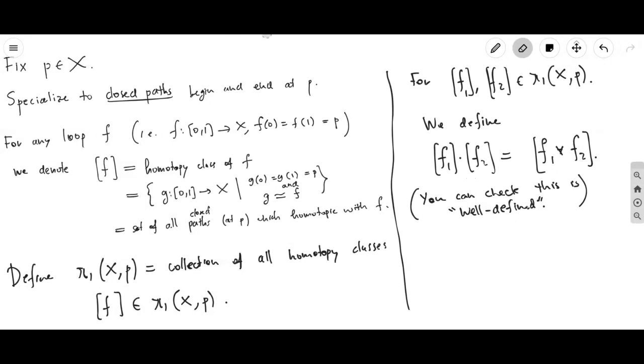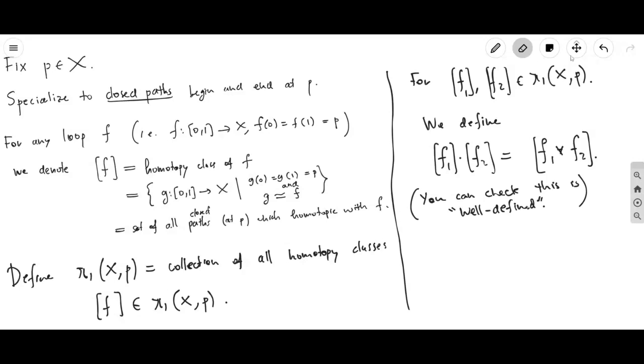And it does not matter what representatives you pick. This is one of the statements in the proposition: if you replace F1 by, let's say, G1, and F1 is homotopic with G1, and you replace F2 by G2, and F2 is homotopic with G2, then this juxtaposition will be homotopic with the other juxtaposition. So they will give you the same answer regardless of what you do.